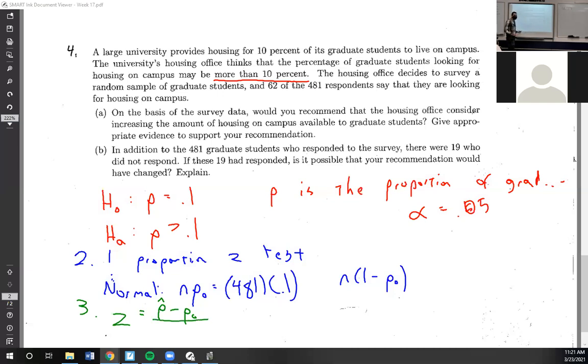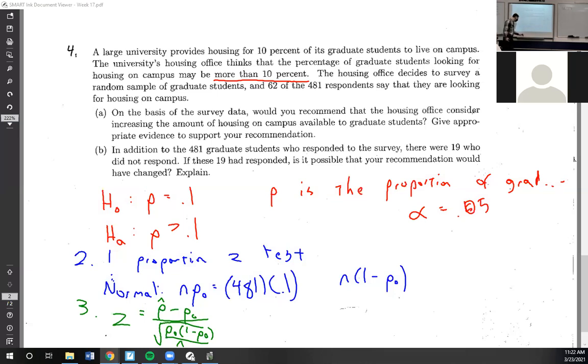Over standard deviation. Our standard deviation formula also relies on p naught. It assumes the null hypothesis is true. So the standard deviation formula for proportions is the square root of p naught times 1 minus p naught over n. That would be our formula.